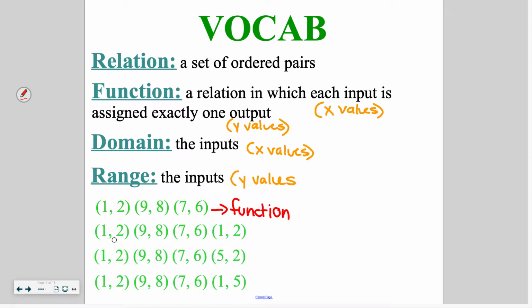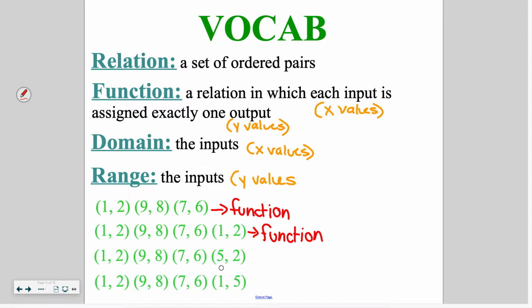This second group, I have my first 3 points the same, so I've got a function up to here, and then I have the point 1, 2. We already used 1, and it was paired with 2. Since this is just a repeat of that first pair, it is still a function because the number 1, that input of 1, has still only had one output value, which is 2.